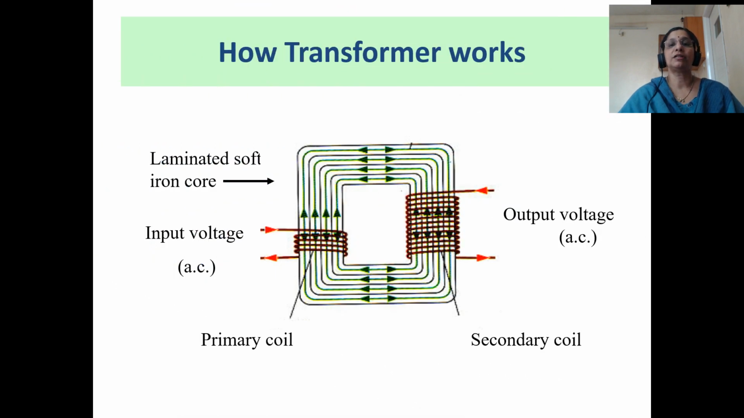A transformer works on the principle of mutual inductance. AC input voltage is applied to the primary coil, and due to the change in the magnetic field that is produced, AC voltage is induced in the output coil, or the secondary coil.